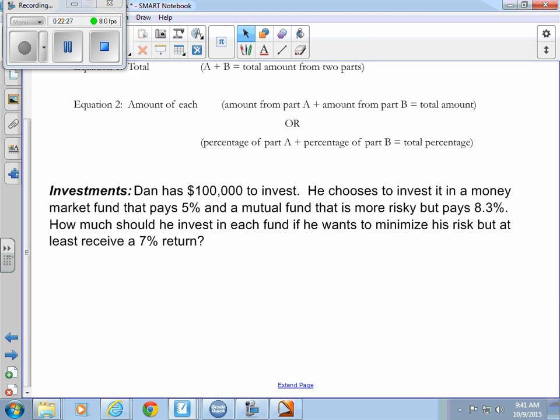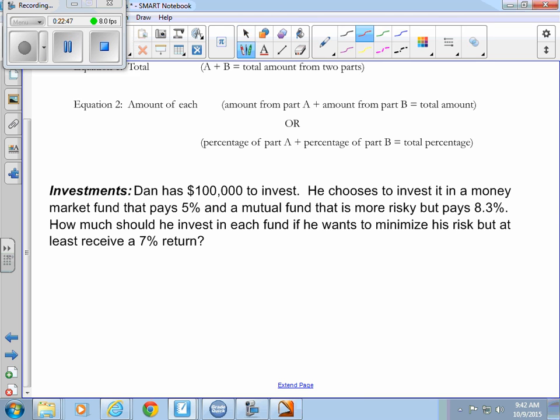So what do I not know? That's the first thing I want to identify. Every time, identify that first. What do I not know that I want to know? How much I'm going to put in each account. So I have two separate accounts, and I have two separate piles of money.